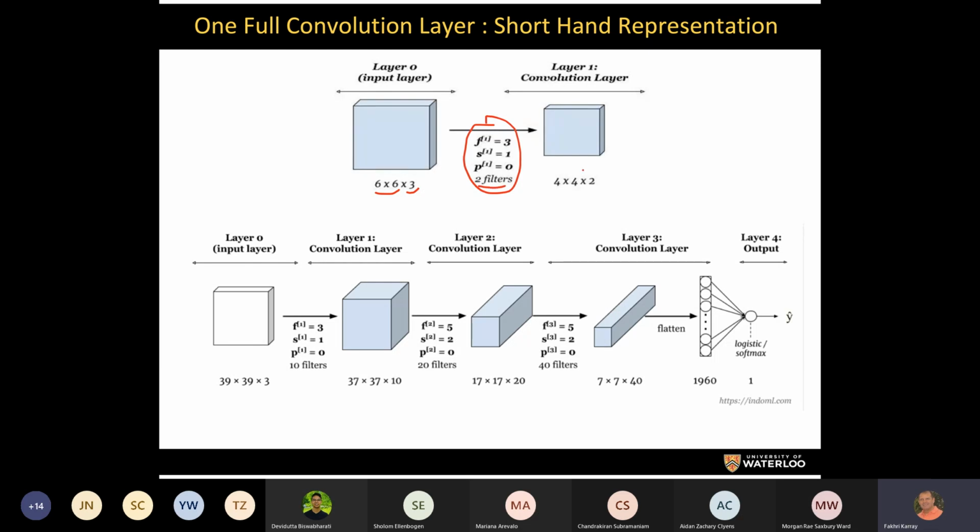So we end up with 4 by 4 by 2, and this 2 is no other than the number of filters. The dimension here, the width of this particular area, pertains to the number of filters. The dimension here is due to the filter size, due to the striding, and also due to the padding, which is equal to 0.